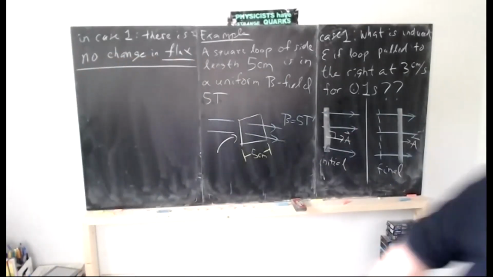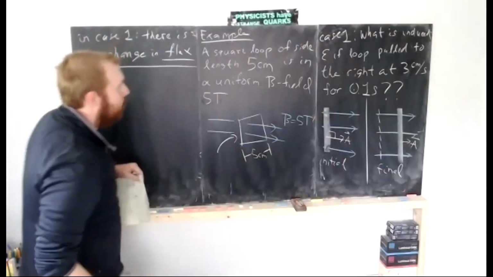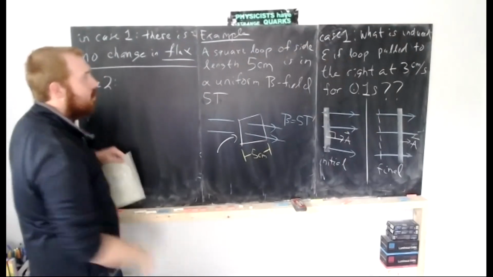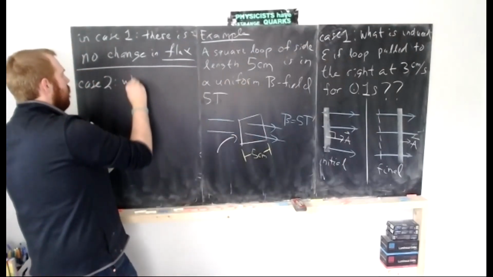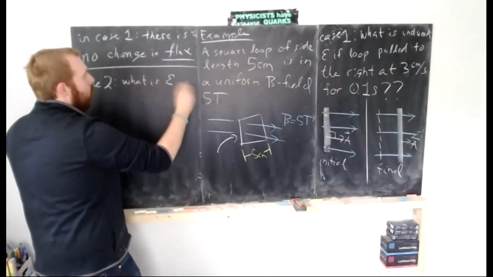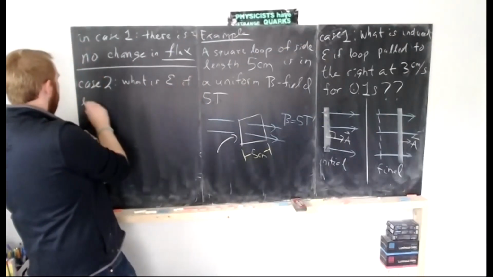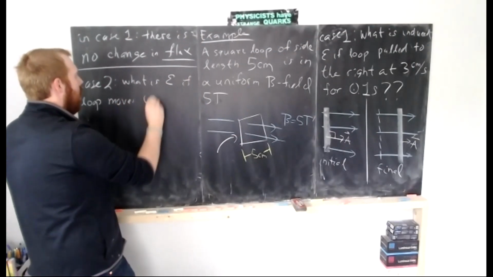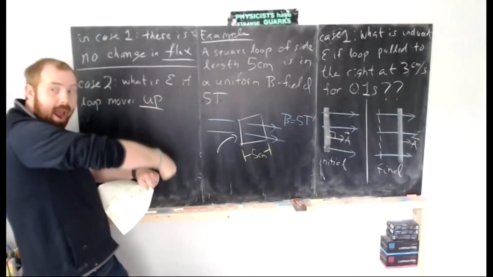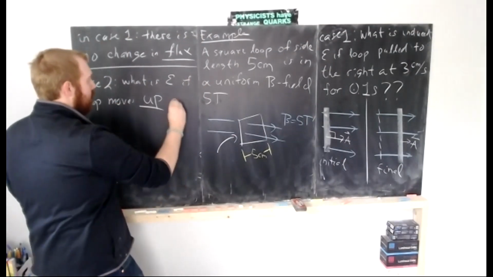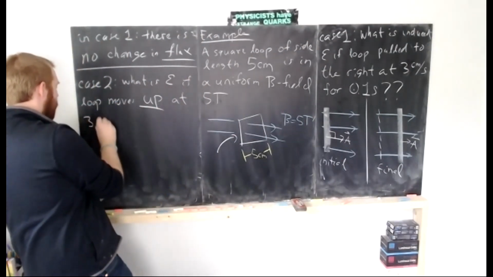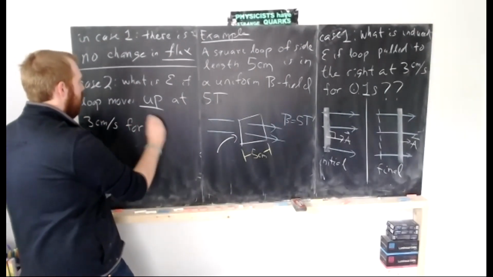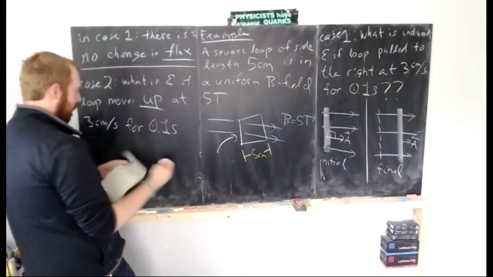Right. So, let's try case 2, where yes, we will get it. So, case 2, right? Same things, all right? What is E if the loop moves up? It's going to move out of the field at still the same 3 meters a second for 0.1 seconds.